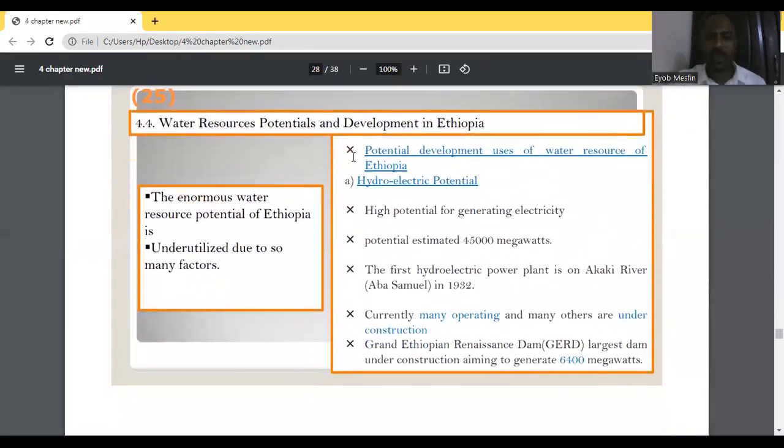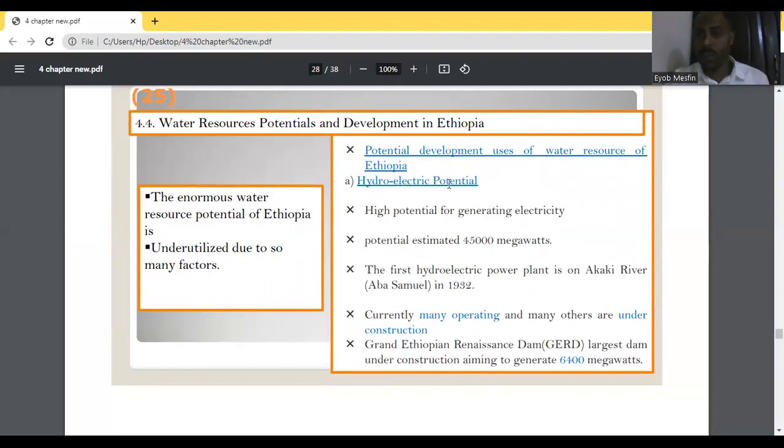The other concept is, I think, the last concept for our discussion: water resource potential and development in Ethiopia. We do have a better water potential, but for what purpose are we utilizing those waters? For instance, we do have hydroelectric potential. We are using different rivers for hydroelectric power generation.